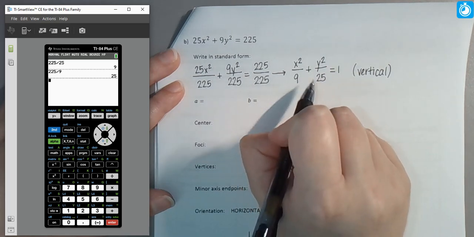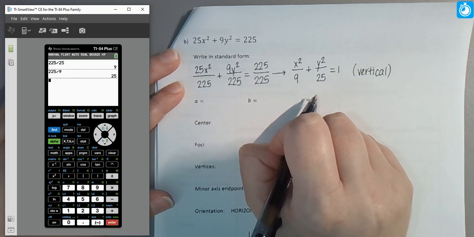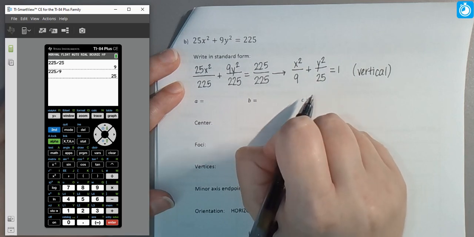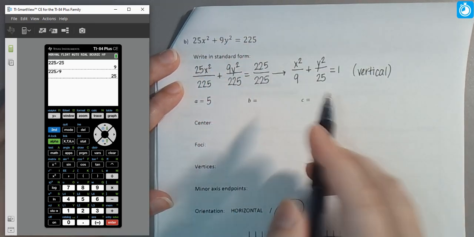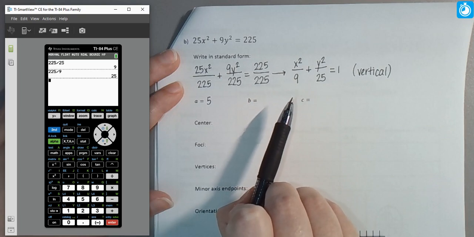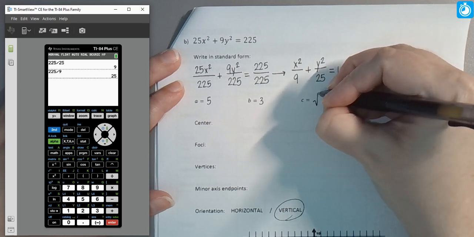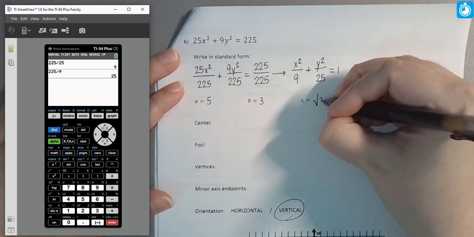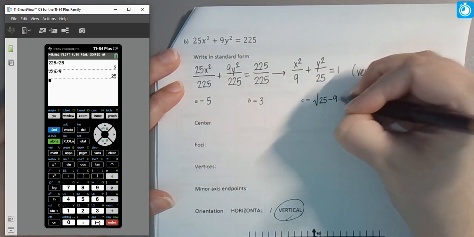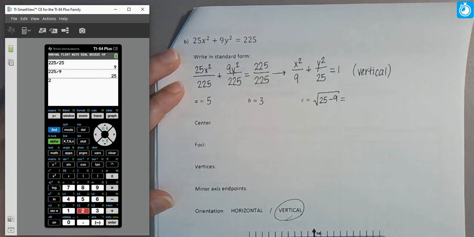In this case, A is always determined by the larger of the two denominators. So if our larger denominator is 25, that's going to be A squared. That means A is going to be the square root of that, which is 5. B squared is our smaller denominator, so B is going to be the square root of that, which is 3. And C is always defined as the square root of the larger denominator minus the smaller denominator. So 25 minus 9, and then take the square root. Let's subtract, and we get 16.